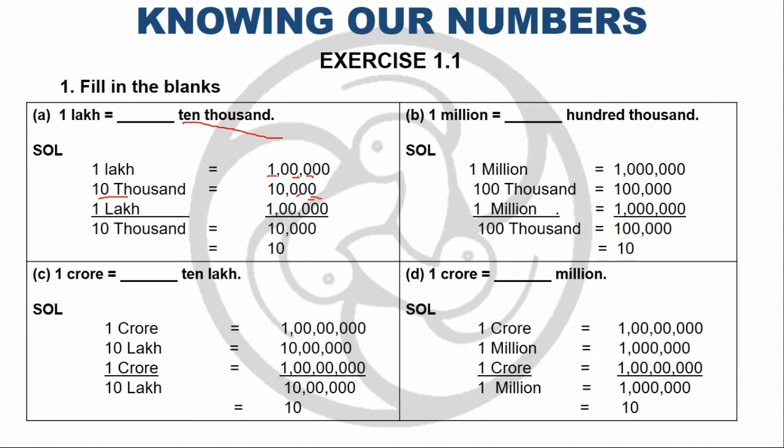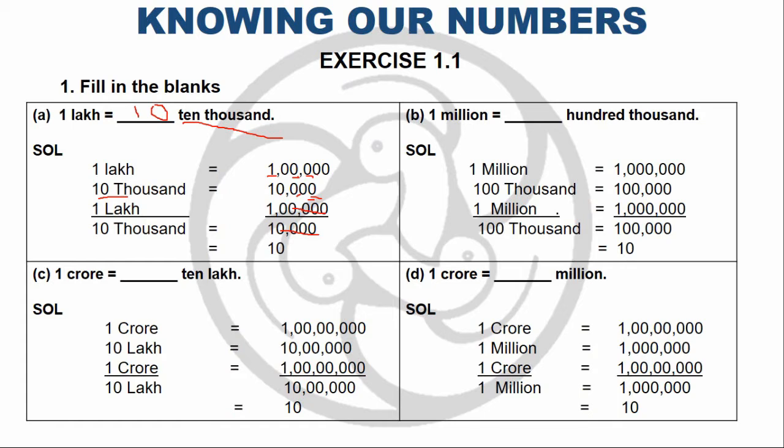Next, how can I find it? 1 lakh divided by 10,000. How many zeros are in 10,000? 4 zeros are there. So the 4 zeros in the denominator are cancelled with the numerator. What is the remaining value here? 10. So that is how many 10,000s are there in 1 lakh: 10,000s are there in 1 lakh.